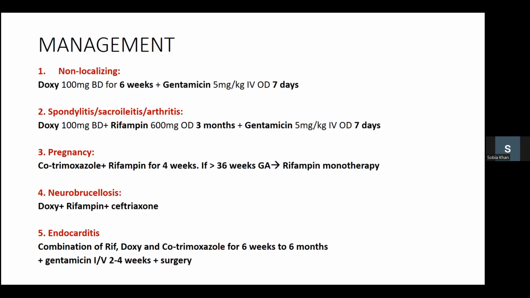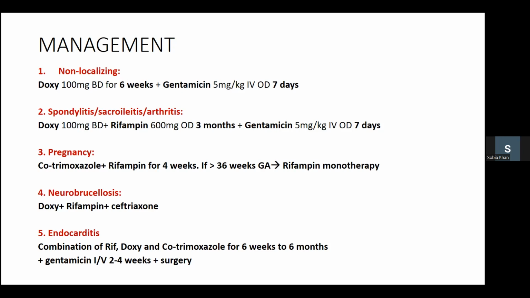For pregnancy, because of the teratogenic effects, ceftriaxone and rifampicin is preferred, and treatment duration is 4 weeks. However, if the gestational age is more than 36 weeks, then only rifampicin monotherapy is advised, because cotrimoxazole may cause a risk of kernicterus.